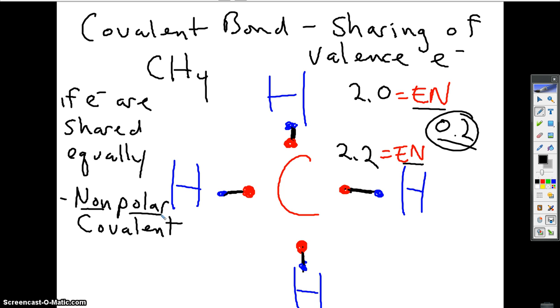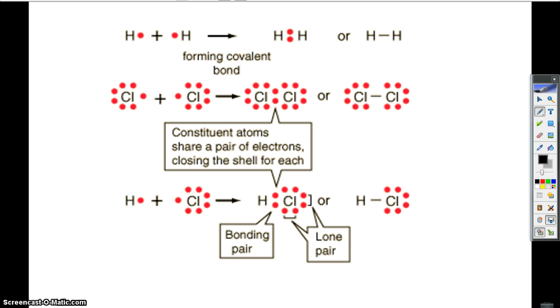Okay. Now, what happens if they're not shared equally? Whoops, I'm getting ahead of myself just a little bit. Here's an example using Lewis dot structures of how covalent bonds can be formed. At the very top, we've got hydrogen, each with 1 valence electron. They would like 2 in order to complete their outer shell, so they will share. Anytime we have a shared pair of electrons, it can be represented by a dash, which is a bond. Just remember that each dash represents 2 electrons that are being shared.